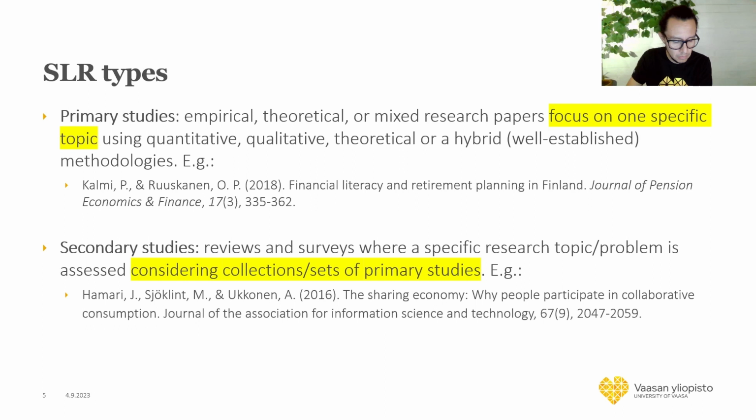When we talk about systematic literature reviews, we talk about secondary studies. They use a collection of articles to evaluate and assess specific research questions or specific gaps inside a specific topic.